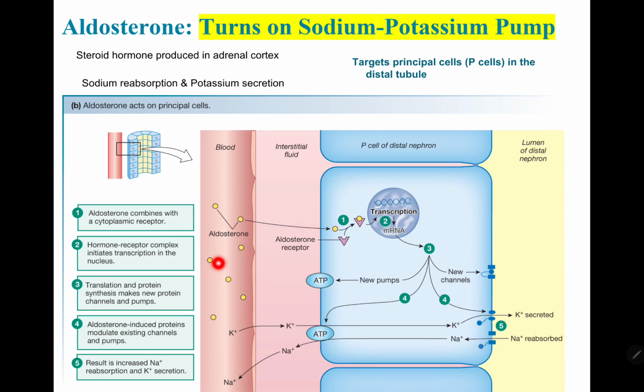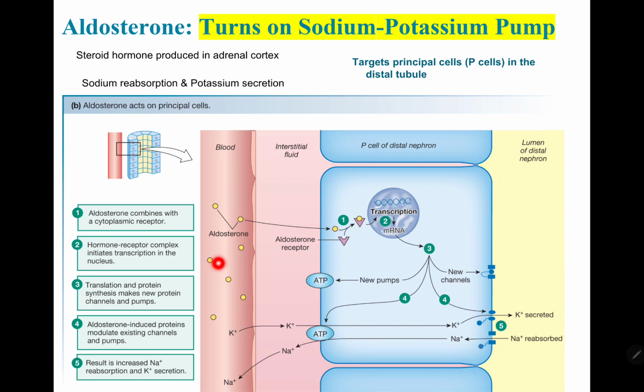Aldosterone, on the other hand, is a steroid hormone that is produced by the adrenal cortex, specifically the zona glomerulosa. It's a mineralocorticoid. And so aldosterone gets signaled, and we'll talk about that in the RAAS cycle in a second. Aldosterone gets signaled to be released from the adrenal cortex. Aldosterone then goes to the kidneys.